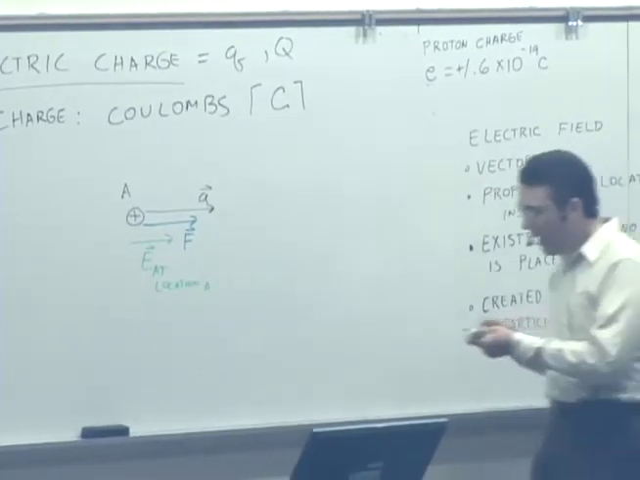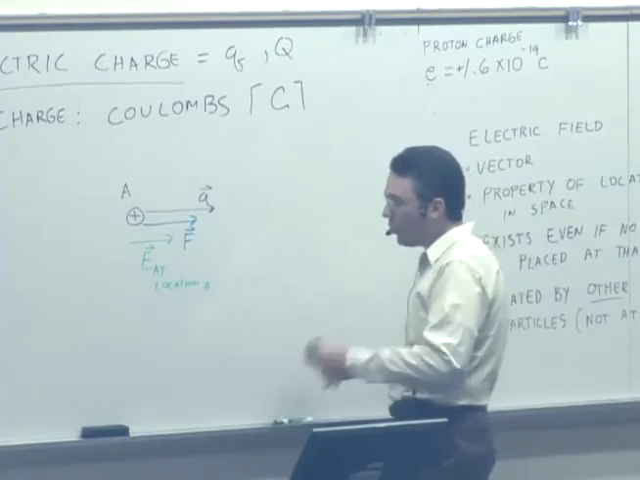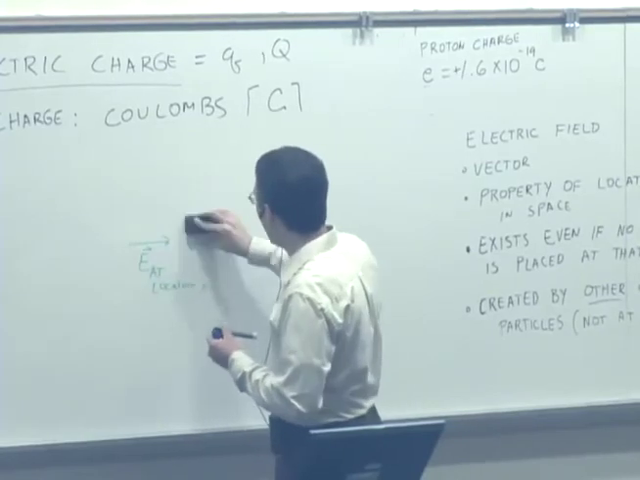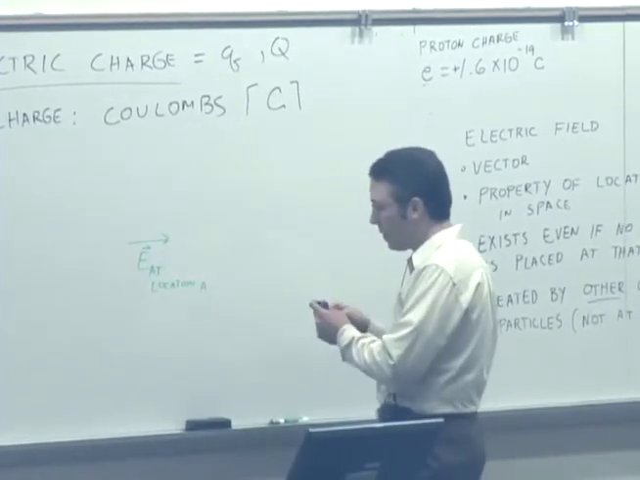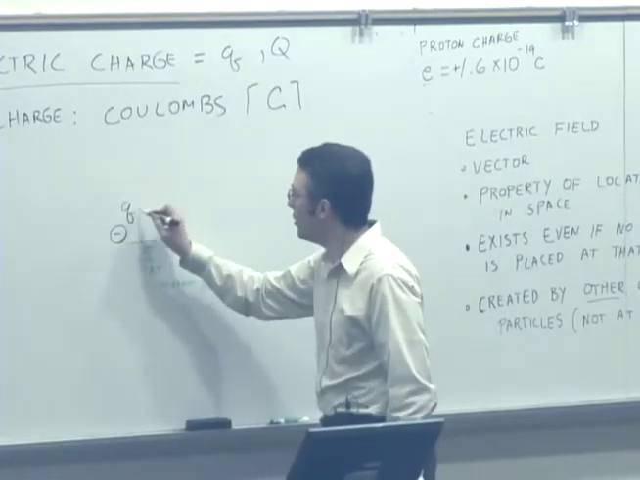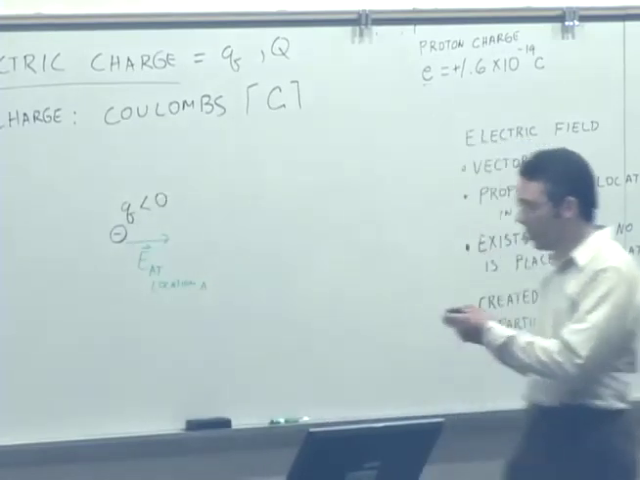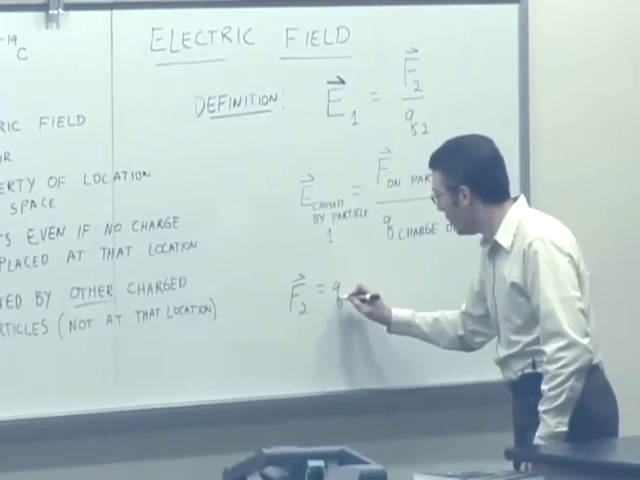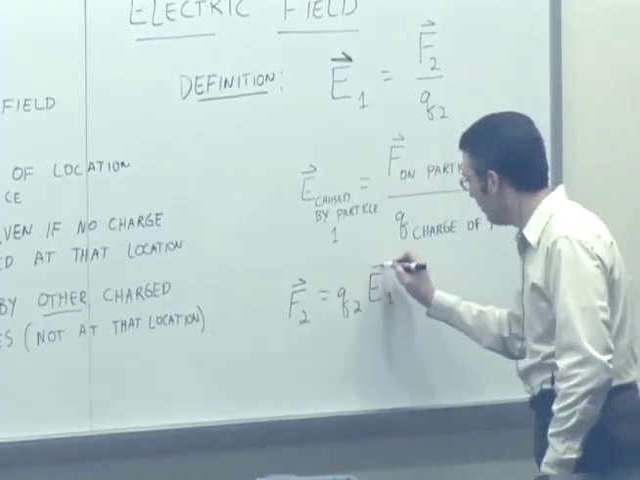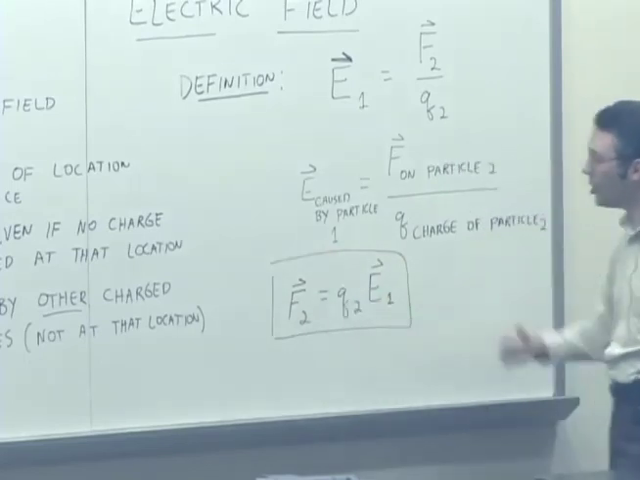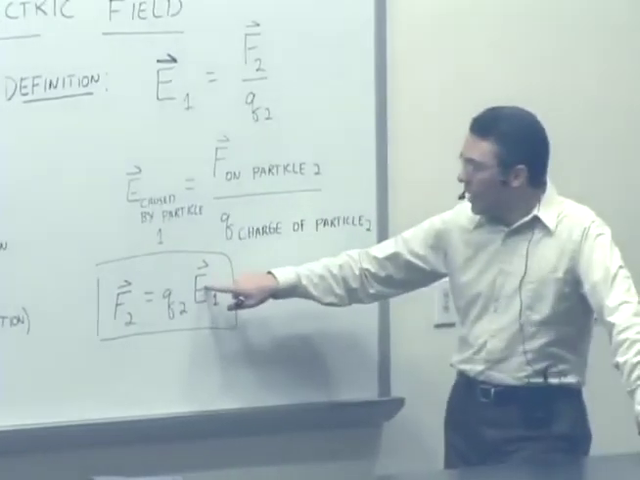The key idea is that this stays the same even if I take that particle away. So now I remove the proton. I still have this electric field pointing to the right. I place an antiproton there. So now this charge is less than 0. And now I could figure out the direction of the force, because I could write that F2 is equal to Q2 times E1. So in other words, this is relating the electric force to the electric field. E1 is pointing to the right.